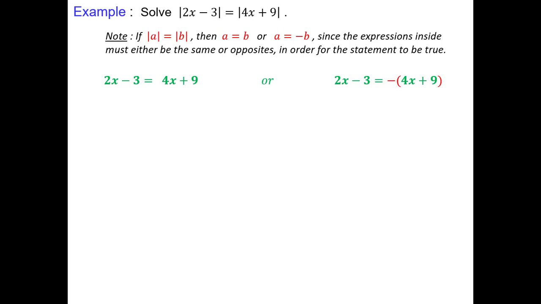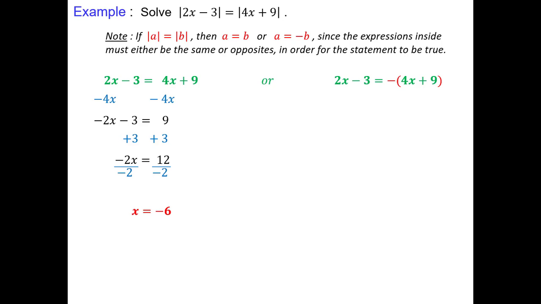So notice in this case, we simply say when is 2x minus 3 equal to 4x plus 9? When are the two insides the same? Or when is one of them the exact opposite of the other one? Which is why on the right side, we simply multiply the entire expression by a negative. And now we solve. We subtract 4x on the left to get negative 2x. We add 3 onto the right in order to get 12. And when we divide by negative 2, we end up getting negative 6.